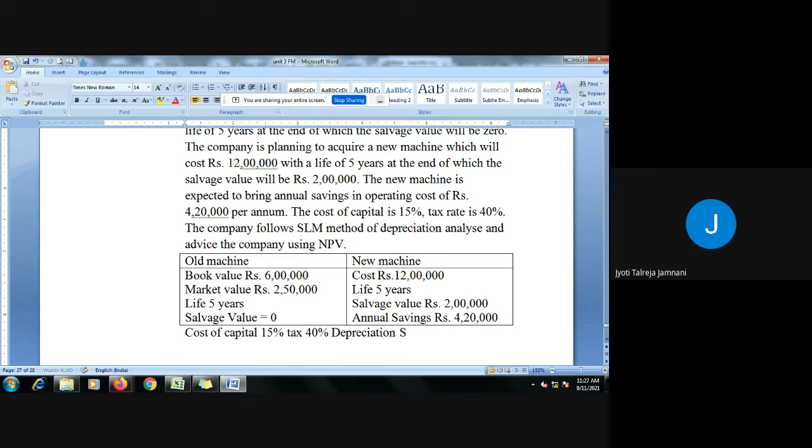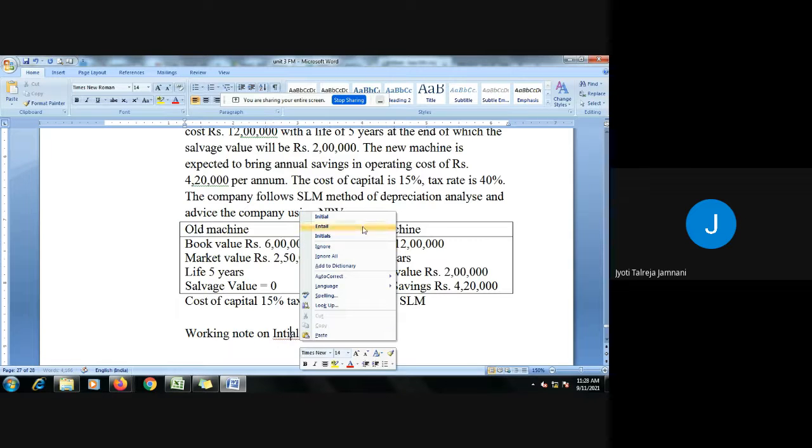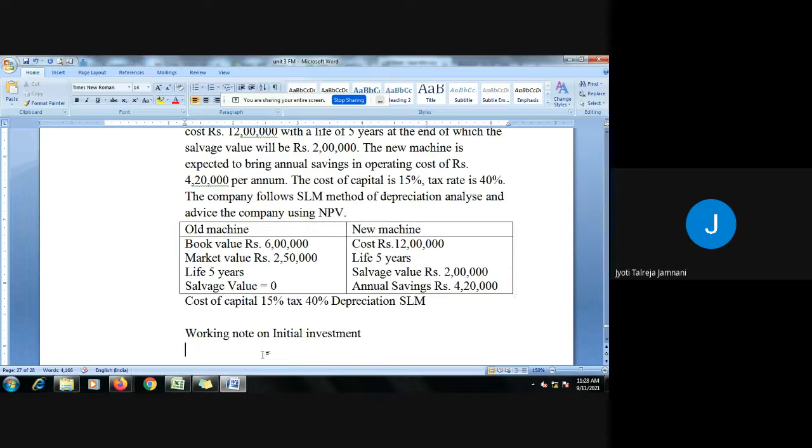Right now. Okay, so to solve such sums, what we do is we find the cash flows. To find the cash flows, we need depreciation. So first we'll do a working note on initial investment. They've told us to help the company decide depending upon the NPV technique. So for NPV, we need initial investment. So first we'll do that.